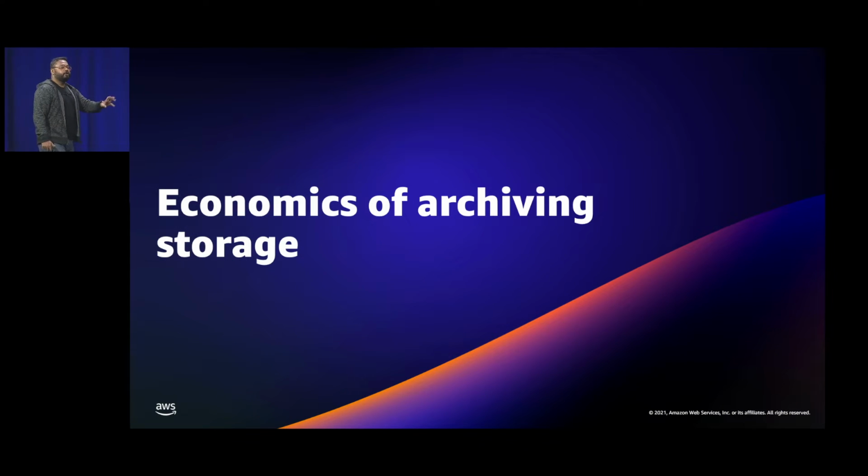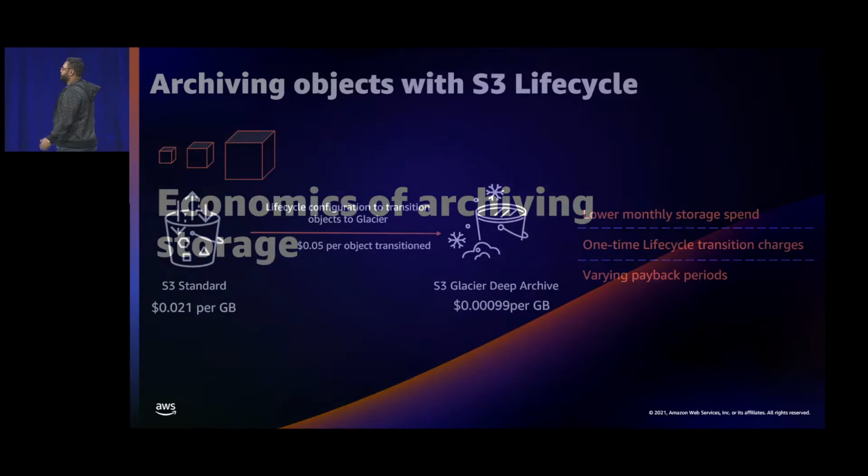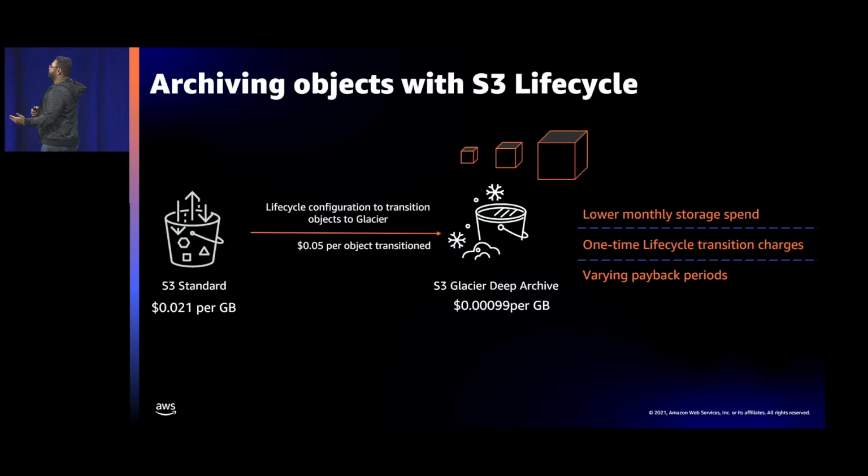But before getting into all of that, I want to talk a little bit about the economics of what happens when you archive or transition objects to the Glacier Flexible or Glacier Deep Archive storage classes. So when you move objects, for example, from S3 Standard to S3 Glacier Deep Archive, you are saving your monthly storage cost by over 95%. This is great. Your monthly storage spend reduces by a lot, because you don't need instant access to those objects. You barely retrieve them.